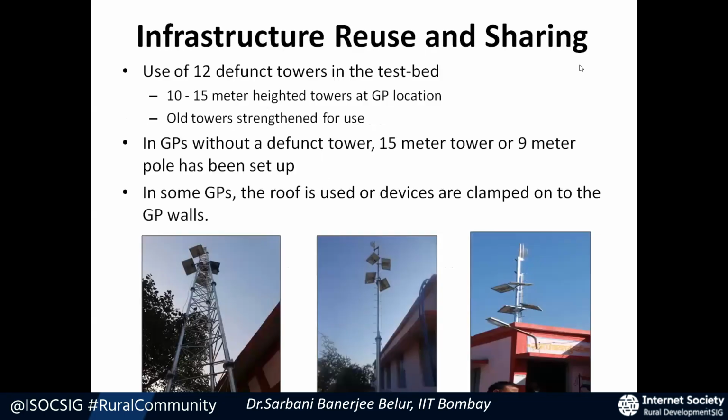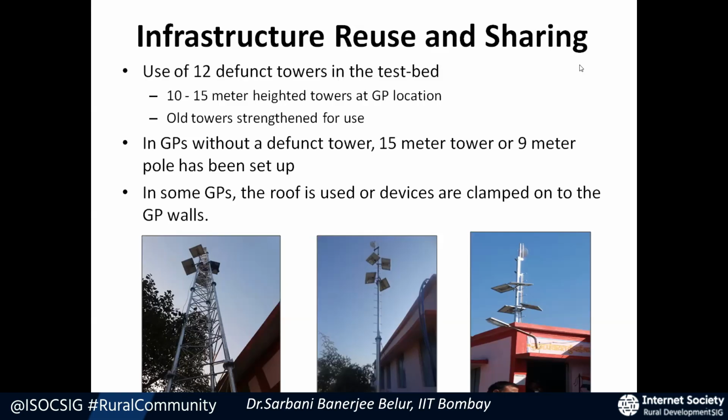Now, what we can also work on is that in a community network, we often work together on infrastructure reuse and sharing. There, we can't say, oh, this is my infrastructure, this is what I have set up, and you can't use it. No, it is not like that. In our community networks, we have used a lot of infrastructure, like 10 to 15 meter defunct towers in the villages, in every GP that is there. We have taken permission from the district collector to use those towers. We have also used the old towers that are already there, by strengthening them.